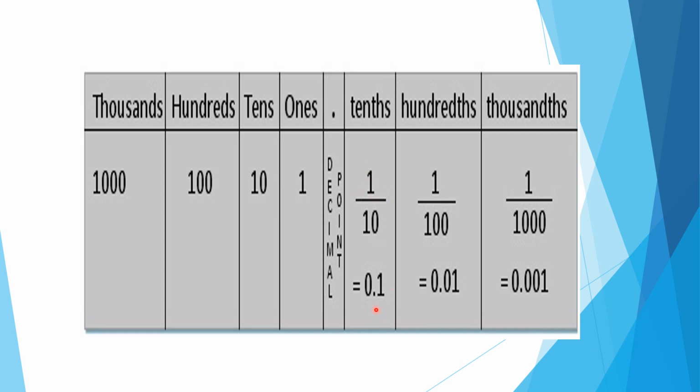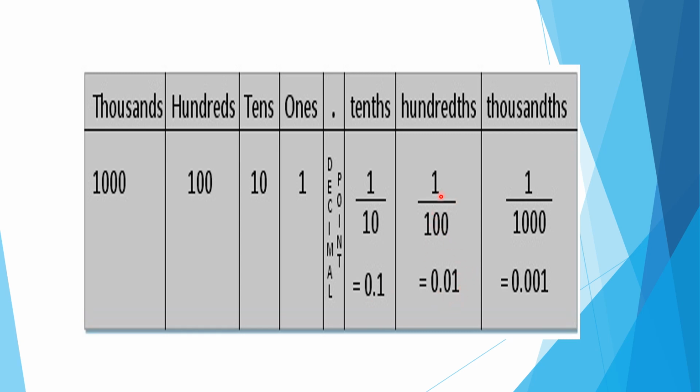When you do this division, you will get the number. Otherwise, very simple. You have to look at the zeros. How many zeros are there? 1 zero. That means after the decimal point, one digit should be there. Here, 1 by 100, 2 zeros are there. That means after the decimal point, 2 digits should be there.